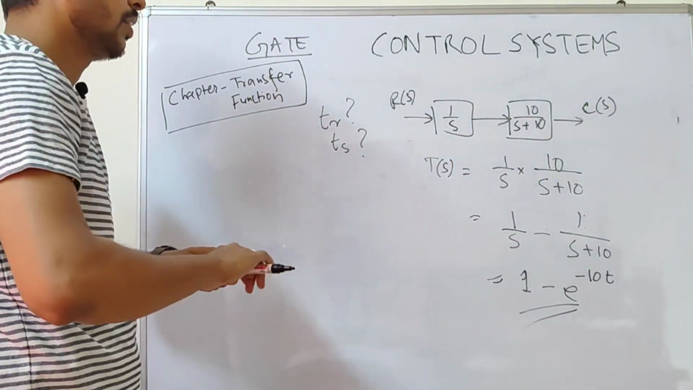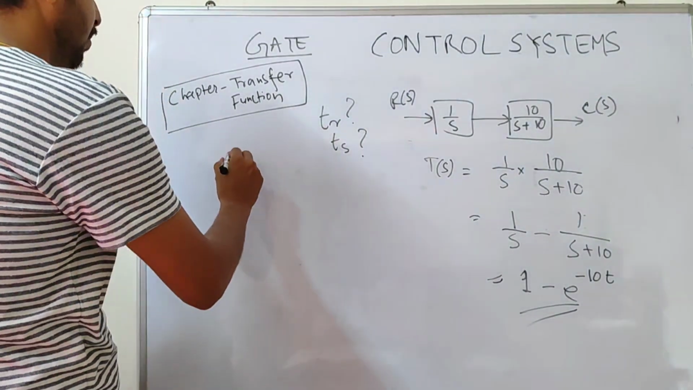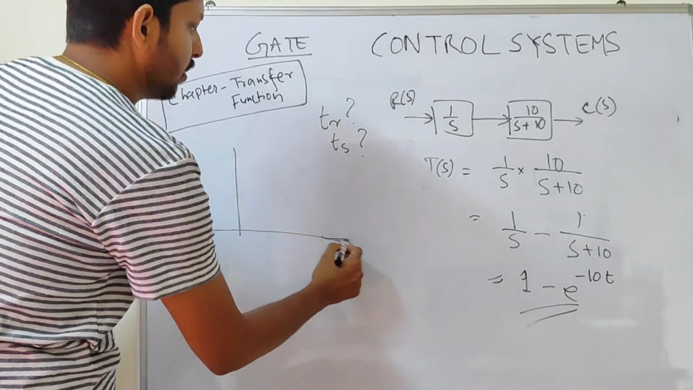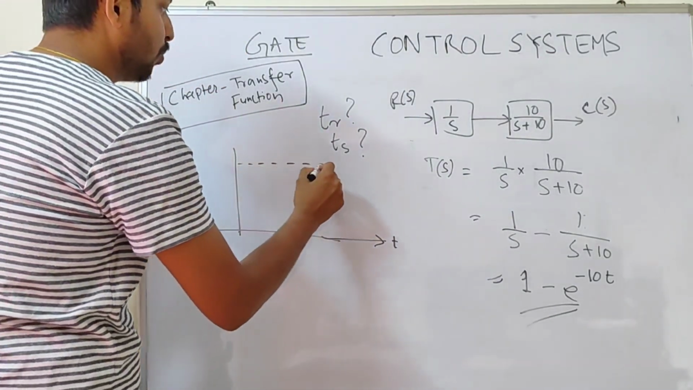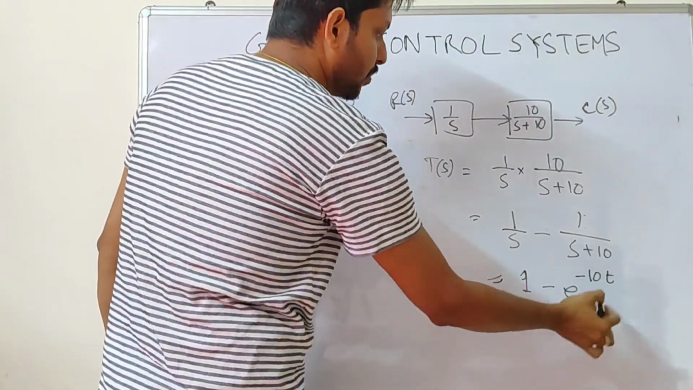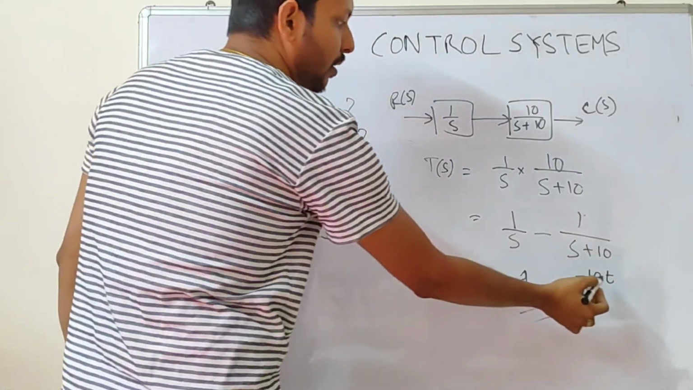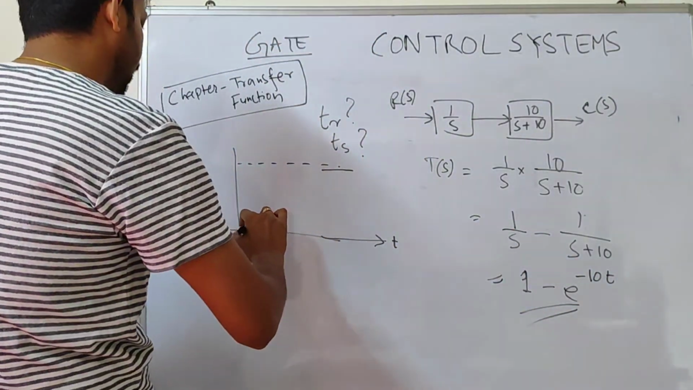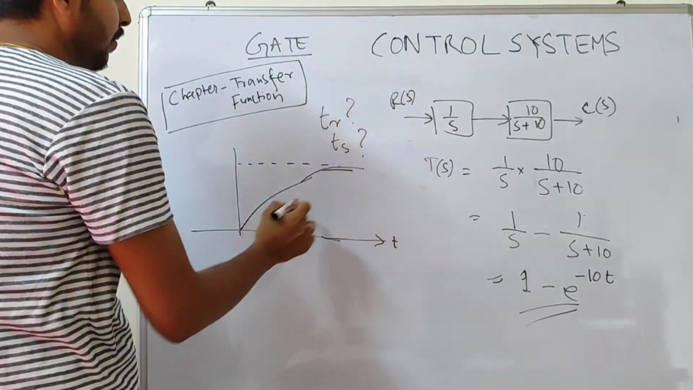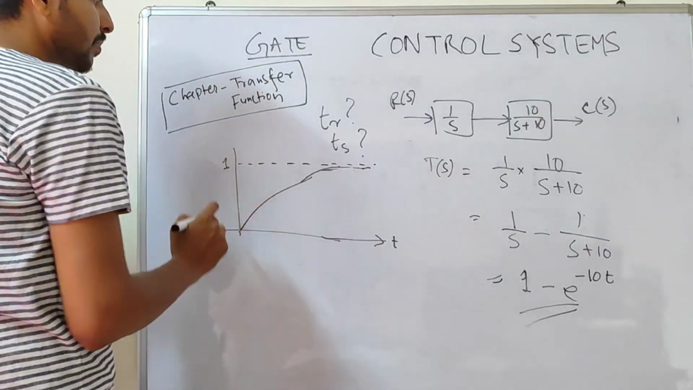So you are asked what's the rise time for this one. Basically, how does it look in the graph? It will reach 1. When t is equal to infinity, the exponential term becomes 0, so it will reach 1 at time t equal to infinity. And what will happen at t equal to 0? This will be 1 minus 1, 0. So it starts from 0 and goes towards 1 at time infinity.